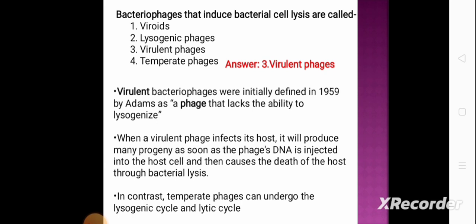Virulent bacteriophages were initially defined in 1959 by Adams as phages that lack the ability to lysogenize. When a virulent phage infects its host, it will produce many progeny as soon as the phage's DNA is injected into the host cells and then cause the death of the host through bacterial lysis. In contrast, temperate phages can undergo the lysogenic cycle and lytic cycle.